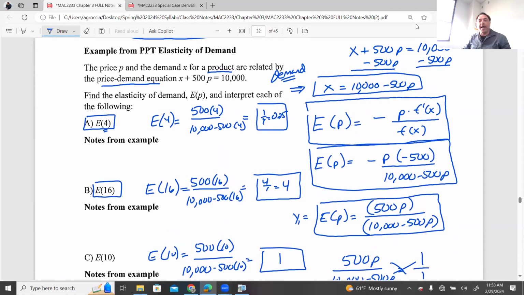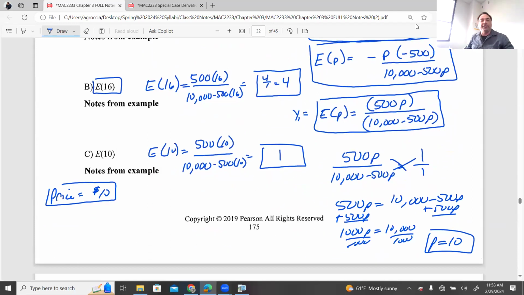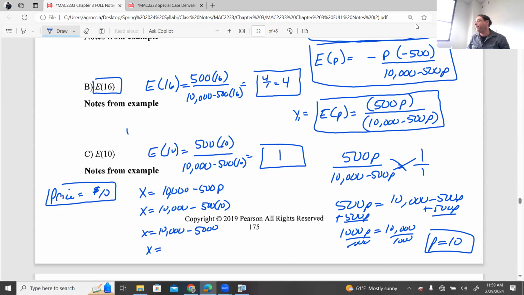The reason why we're not going to stop is I can also find the demand. I now know the price. I can go back to this equation, which was 10,000 minus 500 times P. I can find what X is. All I got to do is take 10 and plug it in for P. So that would give you X equals 5,000. 5,000 what?